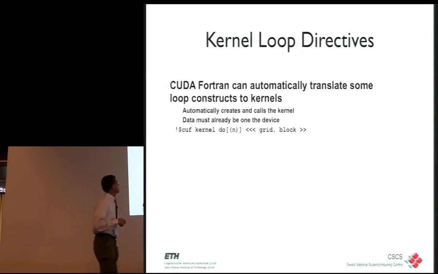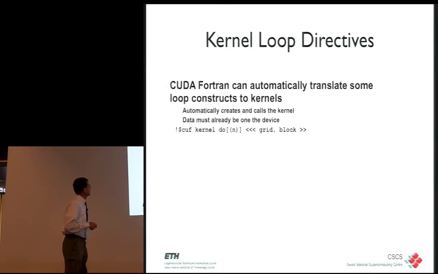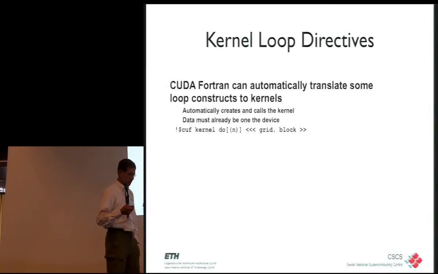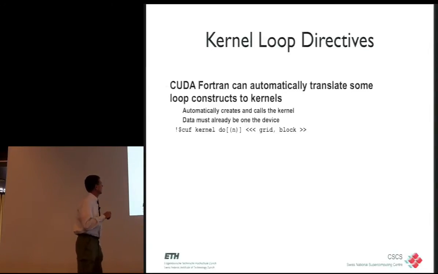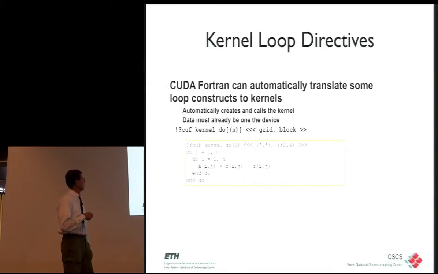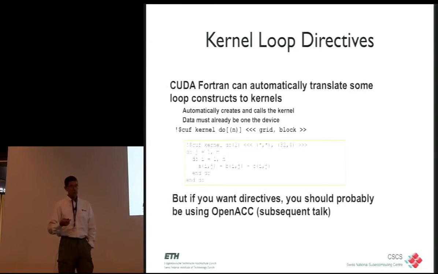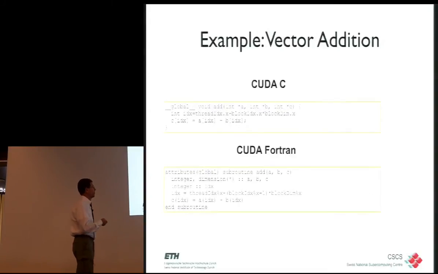Okay, so kernel loop directives. There are directives in CUDA Fortran, a high-level description of how to map a loop onto the GPU. So this is describing, oh, this is a doubly nested loop, and you want to have these blocking dimensions and some sort of default grid dimensions for this loop to execute on the GPU. But if you want directives, you should actually use OpenACC, which I'll talk about in the subsequent talk. So basically, in my mind, you can ignore this feature from CUDA Fortran.